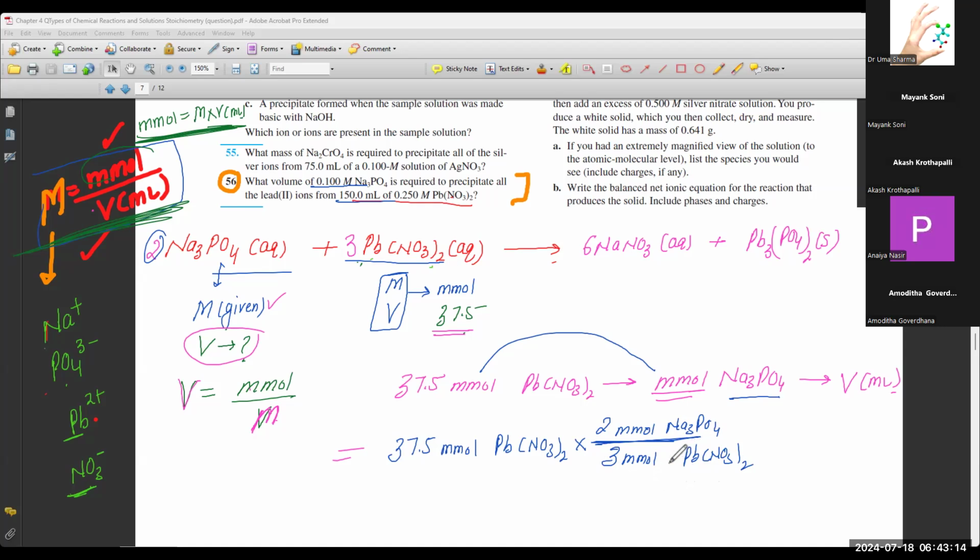No, we can work out the answer. Can you work with me? So this is cancelled. Now these are the millimoles. Now I can convert millimoles to volume if I divide it by molarity. So I'm dividing it by this molarity, which is given to me, 0.100. This is millimoles over milliliter, like this.